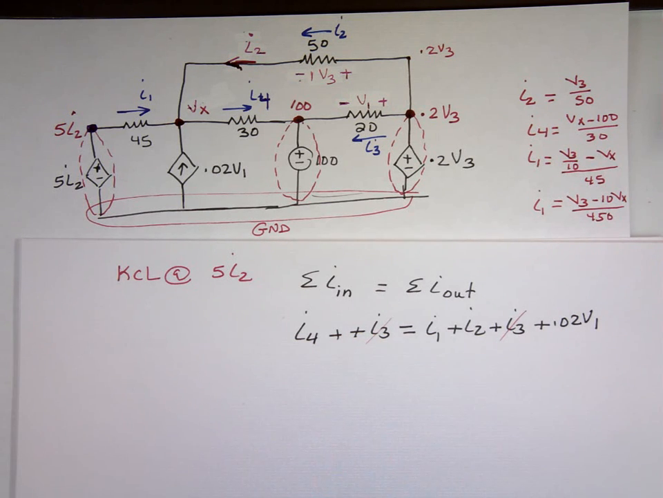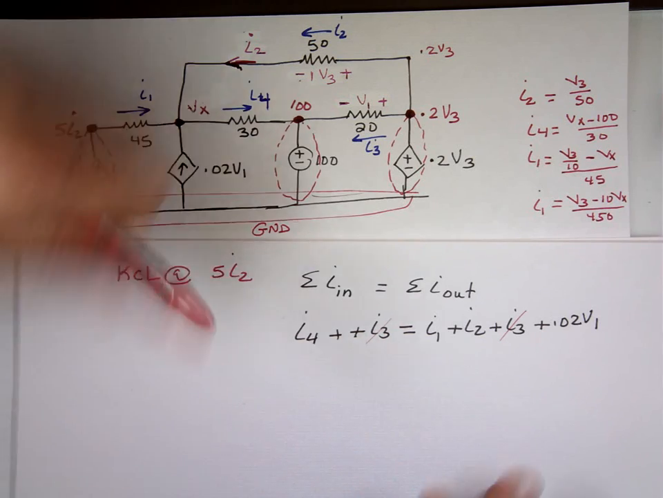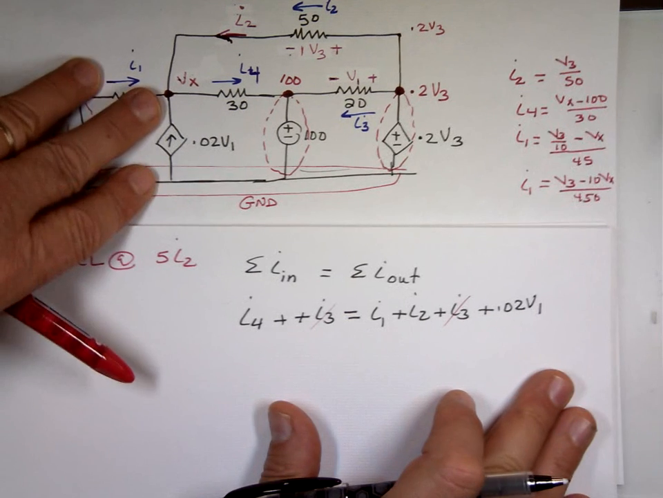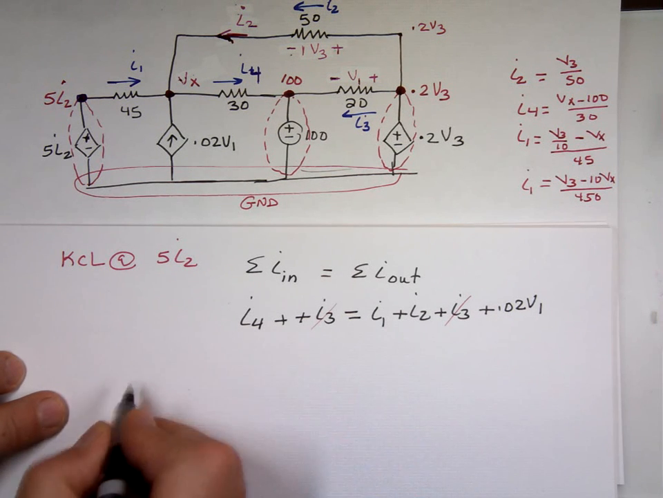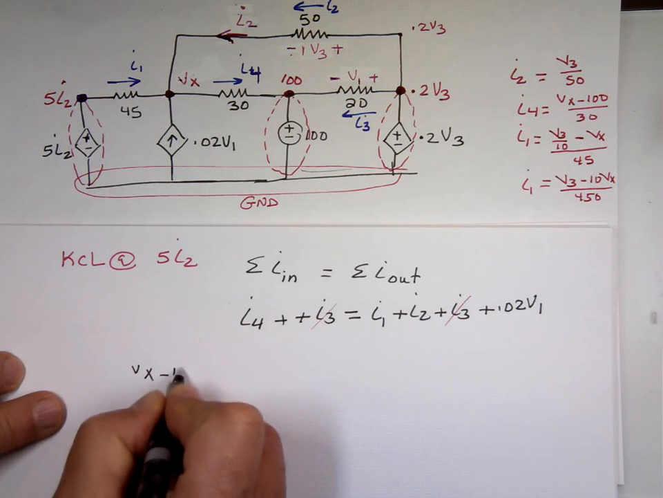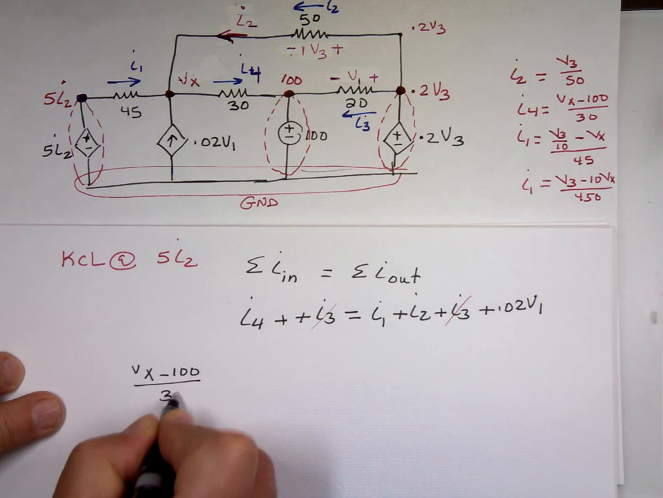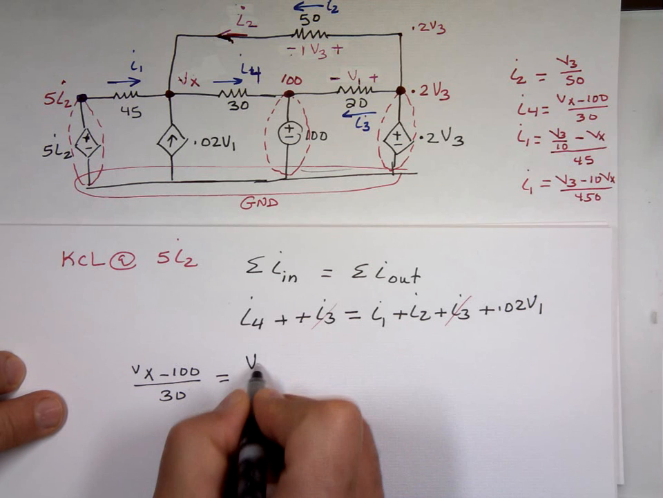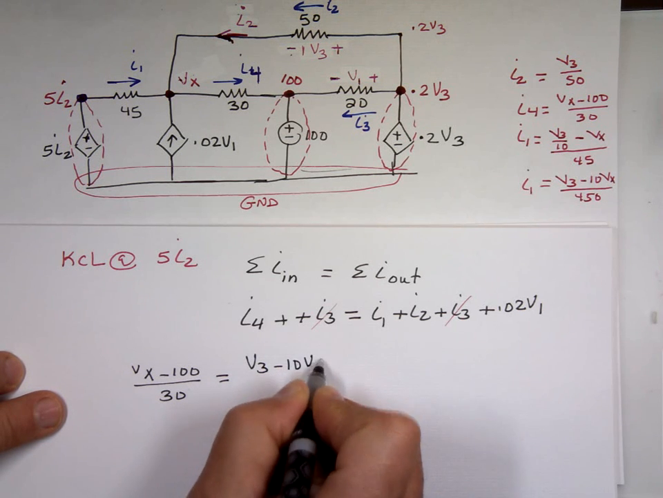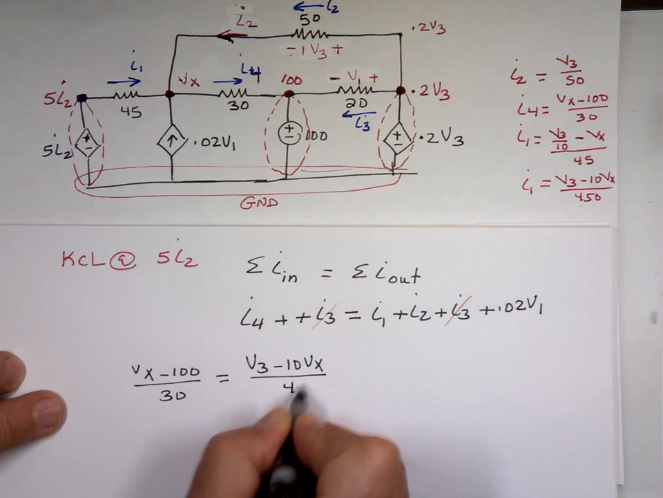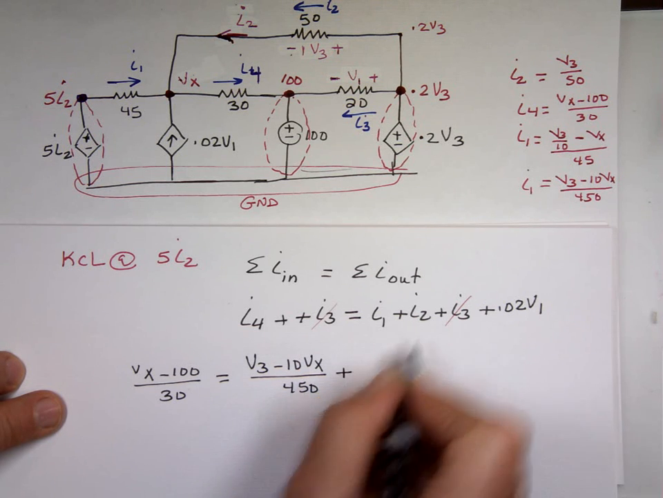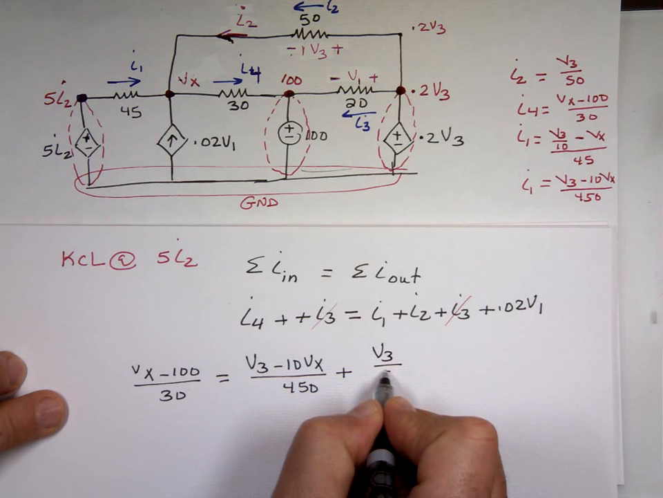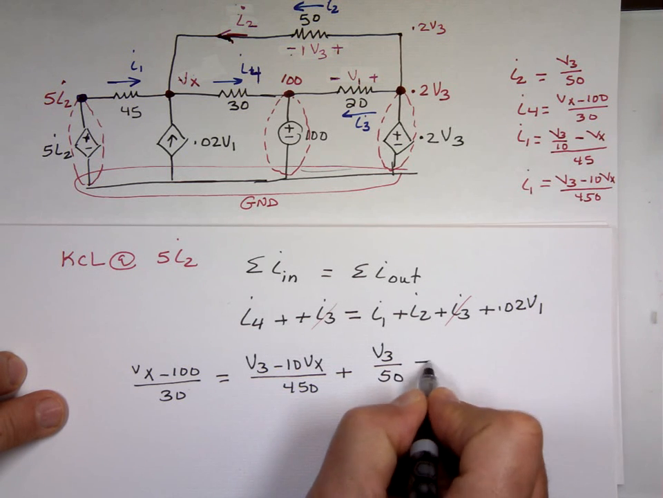And now we plug these values back in. We know what I sub 4 and I sub 3 and I sub 1 are. We have them right here. I sub 4 is what? Vx. So that is probably good. I sub 1 equals V3 minus 10 Vx over 450. I sub 2 is V3 over 50, plus 0.02 V1.